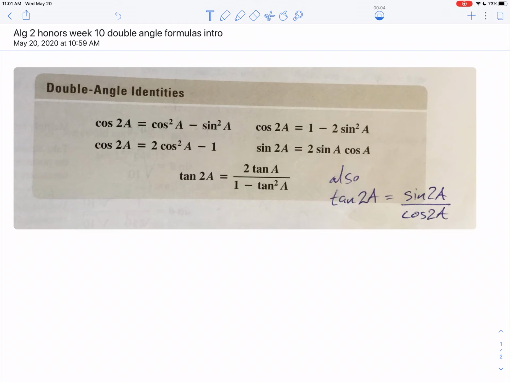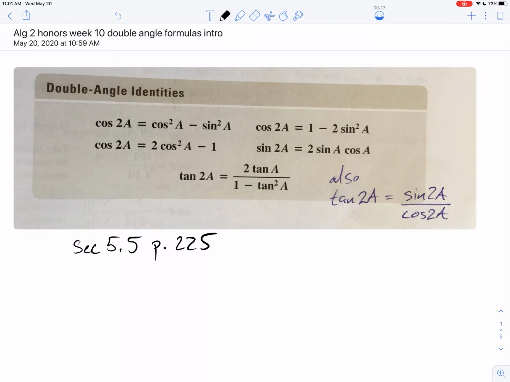This is called the double angle identities. You will find that you are now in section 5.5. This brown box can be found on page 225.